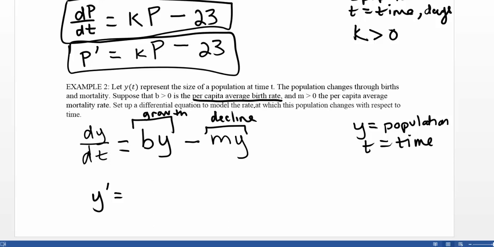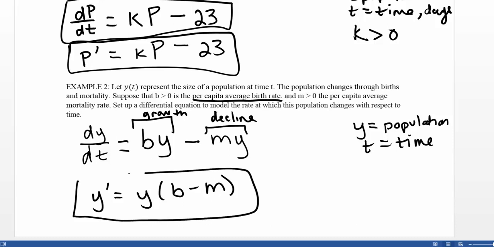Now we could factor the Y out. So on the bottom version of this, I will, just so you can see the different ways that this could be written. But here, if B is bigger than M, then our population is growing overall because more people are being born than are dying. But if M is bigger than B, then we'll have a population decline because that means we are losing people on average. So this is a way to relate the change in population with the current size of the population, and therefore we get a differential equation.